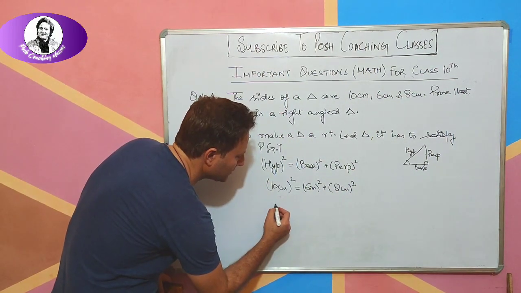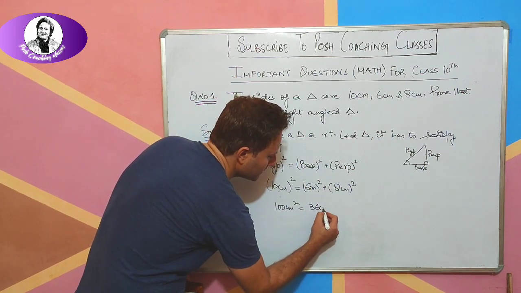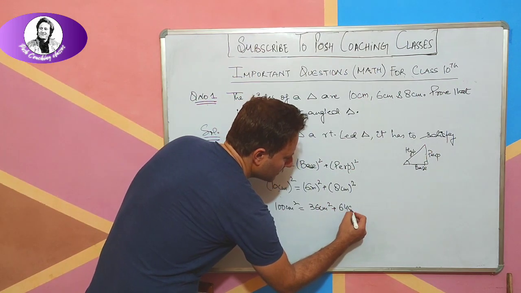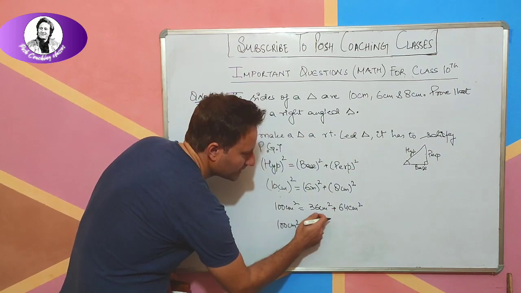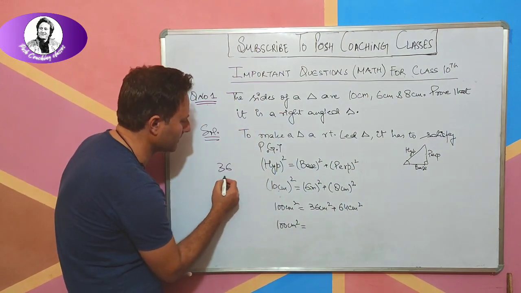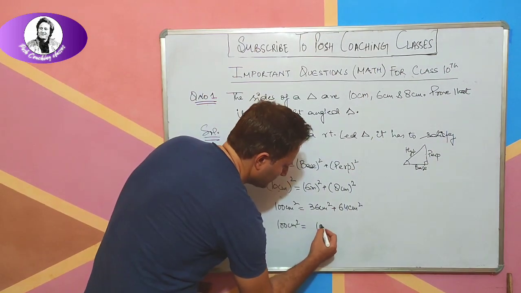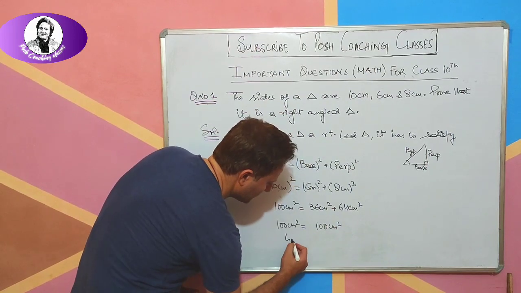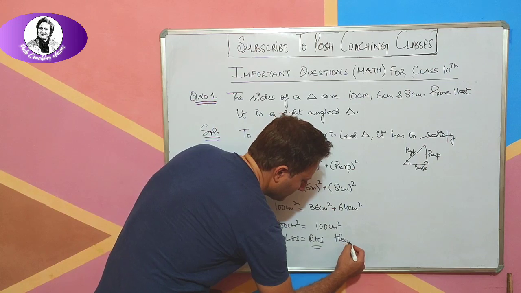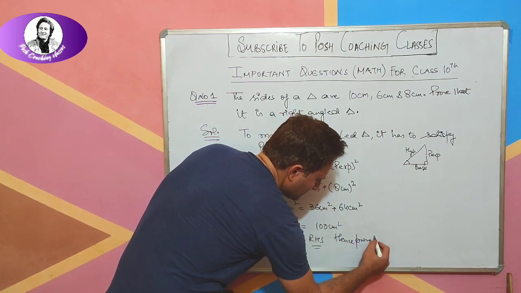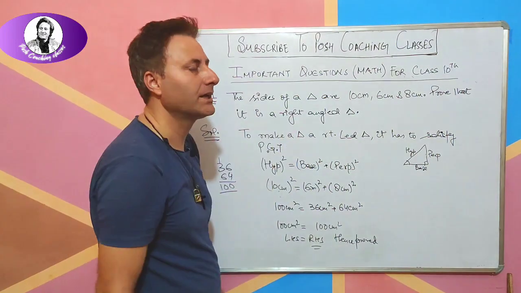This becomes 10 into 10, that is 100 centimeter square. 6 into 6 is 36 centimeter square. 8 into 8 is 64 centimeter square. If we add 36 and 64, that is 100. It means LHS is equal to RHS, hence proved. So what were we proving? We were proving that it is a right angle triangle.